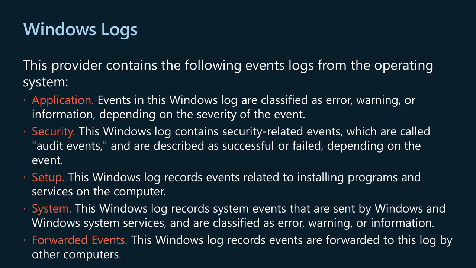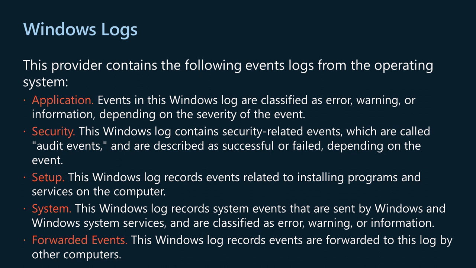Application log. Events in this Windows log are classified as error, warning, or information, depending on the severity of the event. An error is a significant problem, such as loss of data. A warning is an event that is not necessarily significant but might indicate a possible future problem. An information event describes the successful operation of a program, driver, or service.